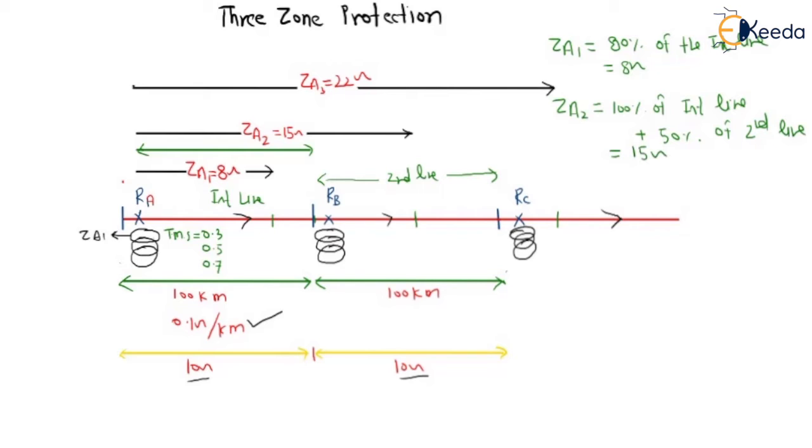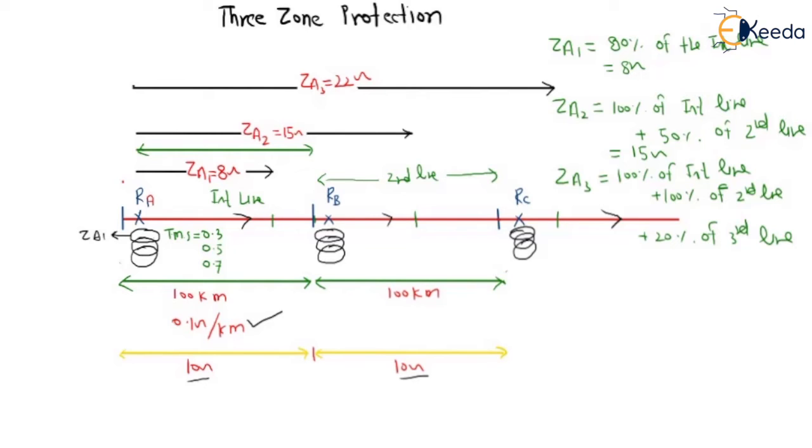This is not the zone, this is the reach of the relay. So ZA3 is equal to 100% of the first line plus 100% of the second line plus 20% of the third line. So this is the corresponding reach of the relay.